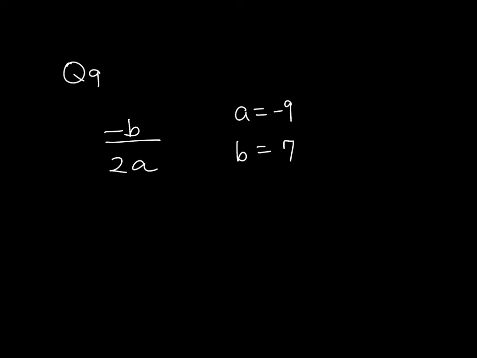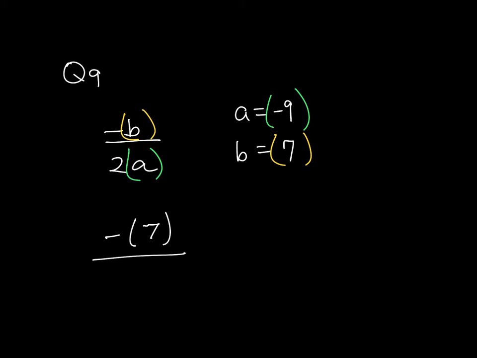And remember what I said before, whenever you're plugging these in, you're plugging them in as a parenthesis. So a is negative 9, so that's going to go and replace it here. Please use a parentheses. Same thing with b. b is 7, so b will go inside here. So I rewrite that as negative 7 all over 2 times a, which is negative 9.